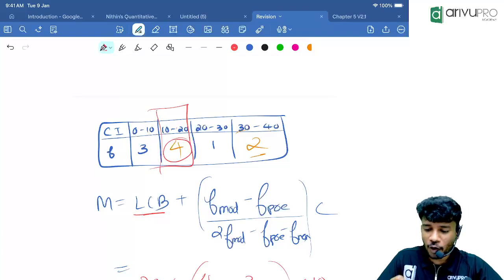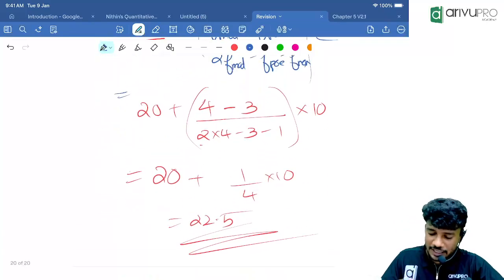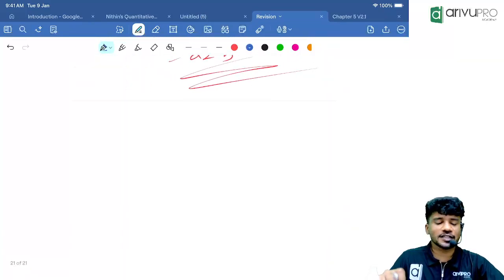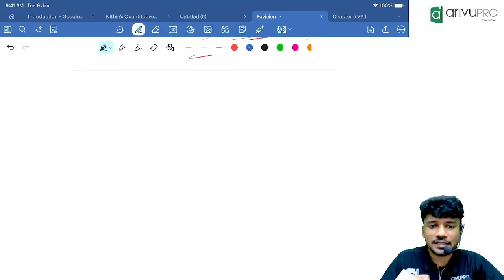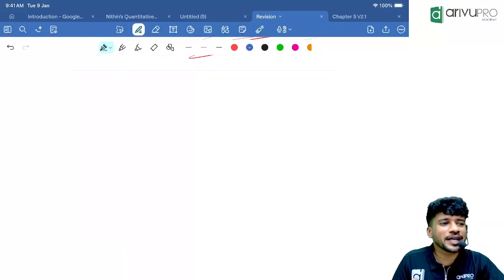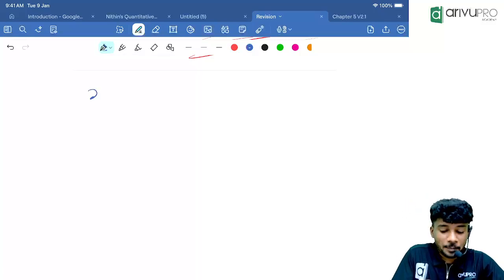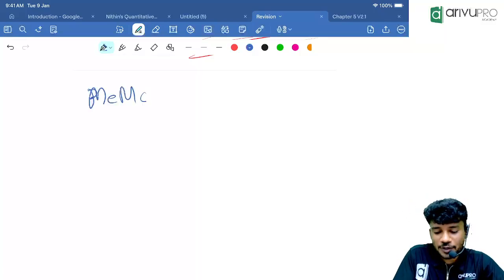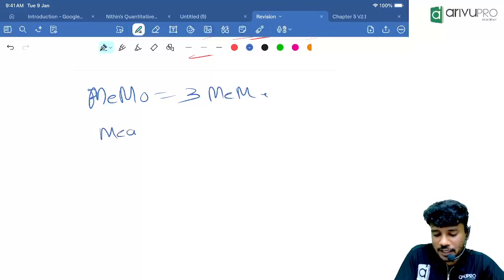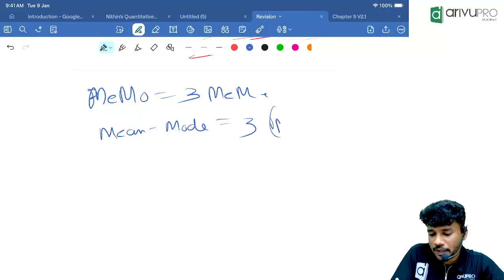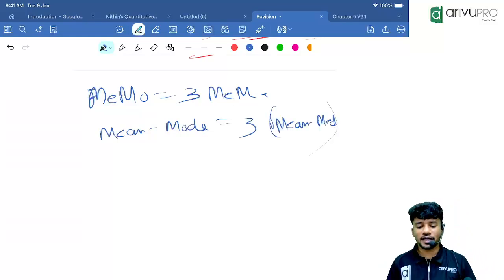Okay. I hope each and every measure of central tendency is completed. Now, what was the formula connecting mean, median and mode? What is the formula? Mean minus mode is equal to 3 into mean minus median. Okay, that is the formula we have studied.